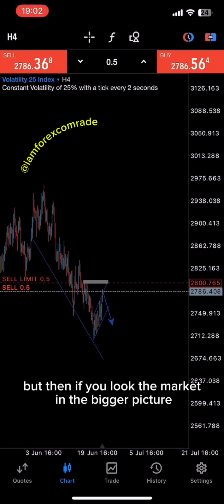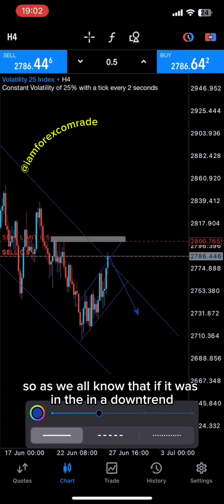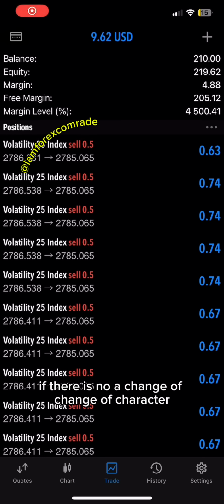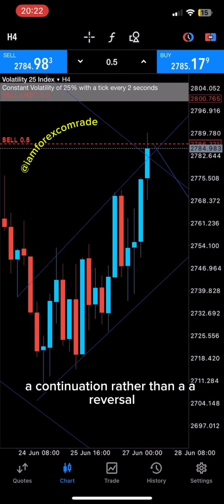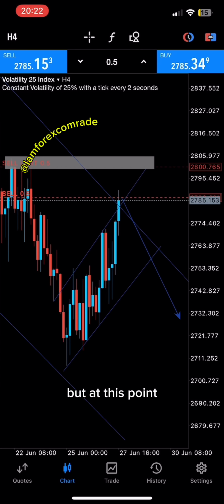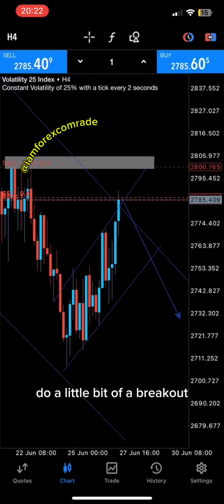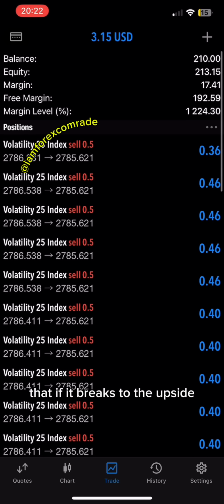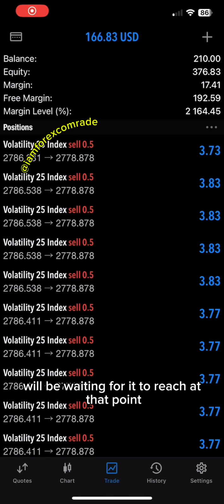But if you look at the market in the bigger picture, it was in a downtrend. As we all know, if it was in a downtrend and there is no change of character, we must always favor a continuation rather than a reversal. But at this point, we are at a point where it might do a little bit of a breakout. That's why I put the sell limit over there: if it breaks to the upside, we will be waiting for it to reach that point.